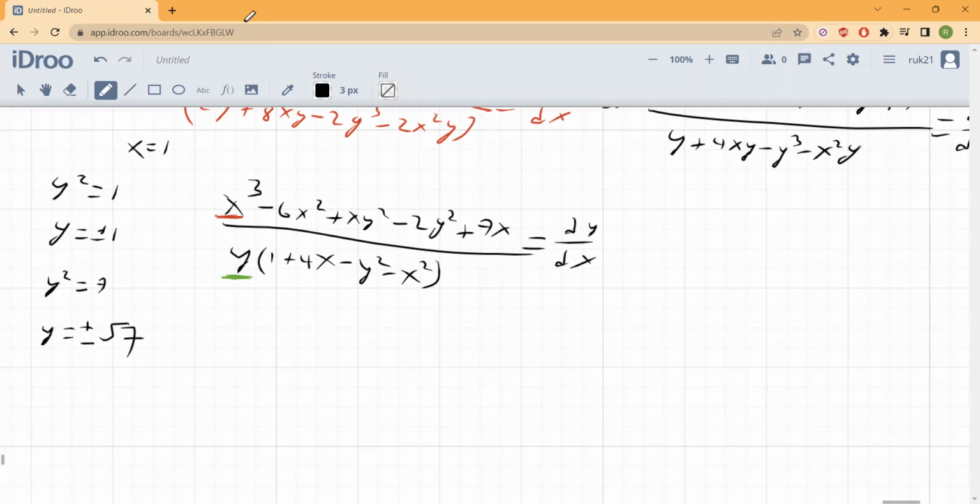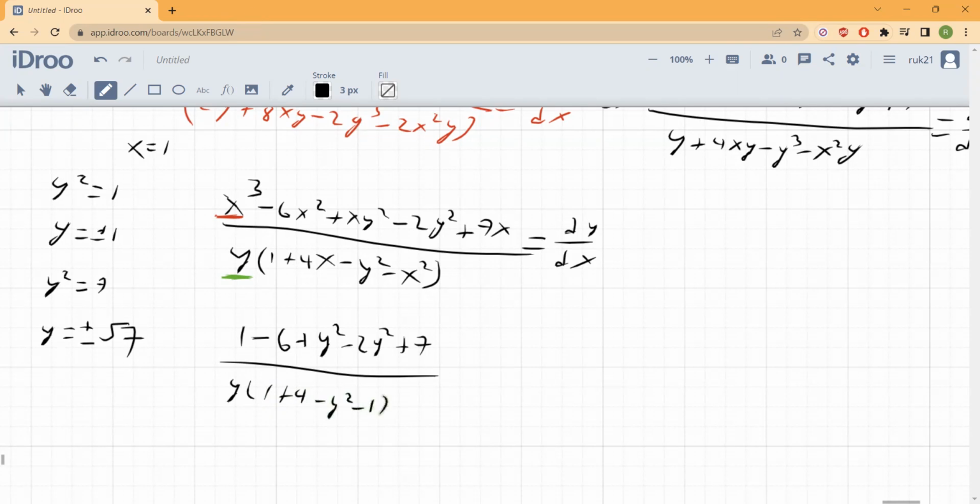So if we plug in x equals 1, we're going to get 1 minus 6 times 1 squared is 6, so minus 6 plus y squared minus 2y squared plus 7. And on the bottom, how could I forget, we're going to get y times 1 plus 4, 4 minus y squared minus 1 equals dy/dx.